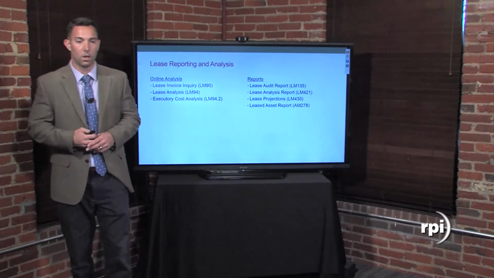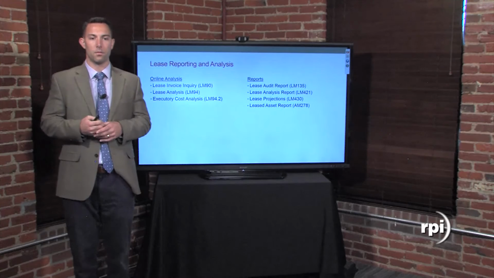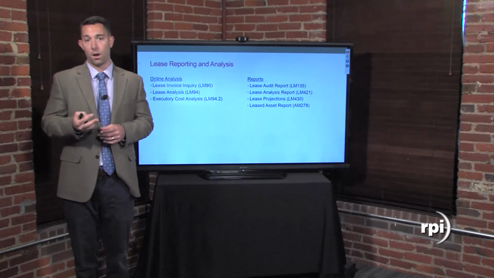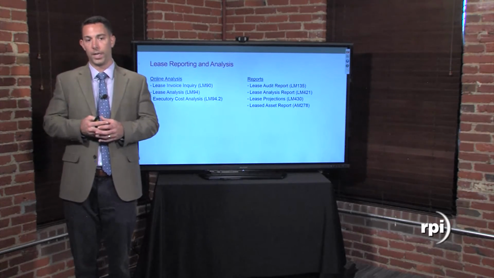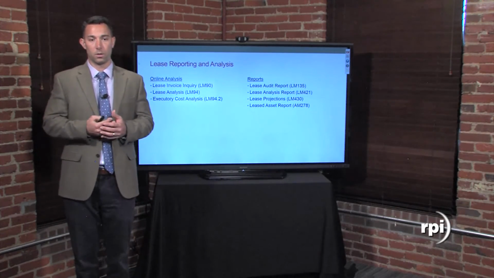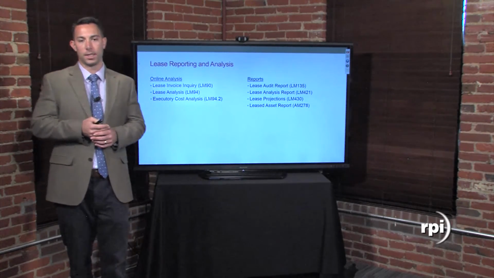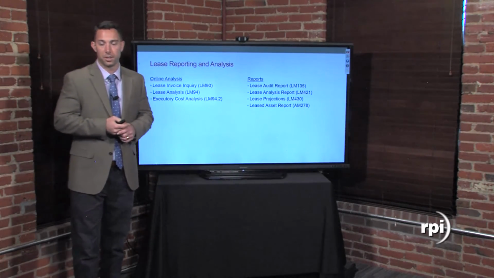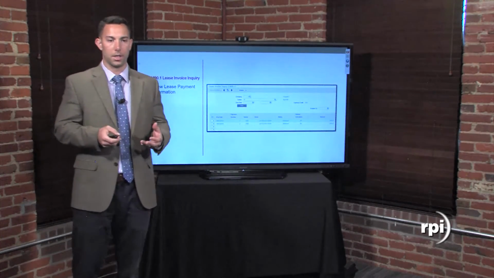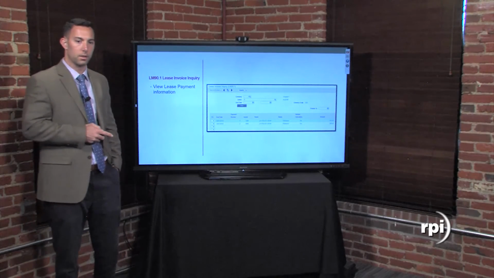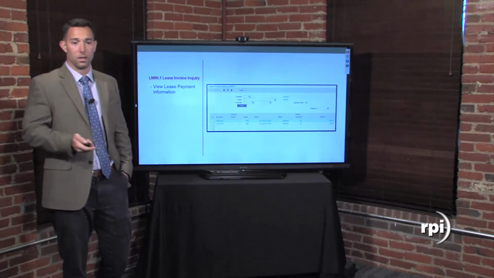We have our LM94, which does more of a lease analysis period over period. You can also look into your executory costs, right? Those additional related costs that we've attached to our leases, we can report on those. The big one on the report side I want to touch on is the lease projections, LM430, and we're going to take a walk through what all these look like over the next couple minutes. LM90, we won't spend too much time on this because we just saw it.